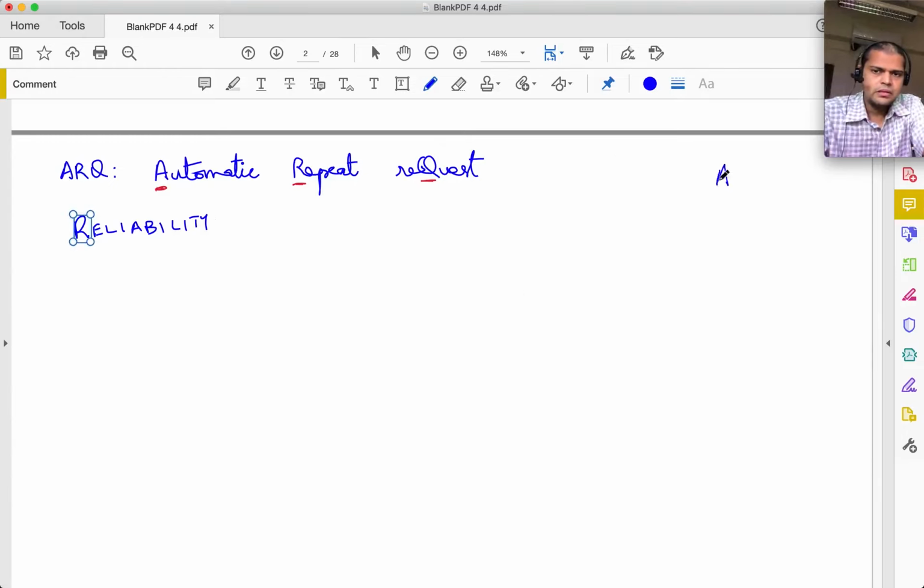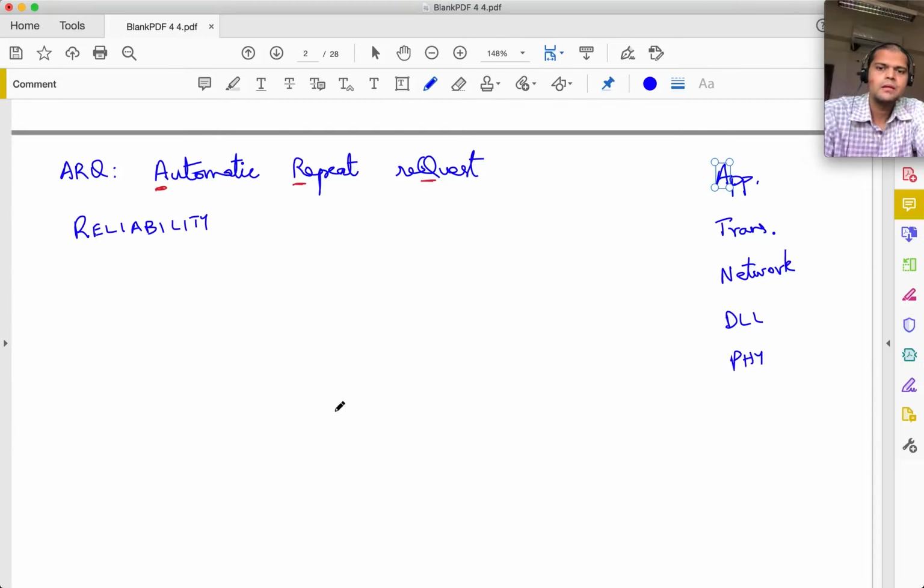So we said that we have 5 layers. This is the convention we are following in this class, and of course people might add more layers or remove some layers depending on which textbook you look at. So we said that one of the transport protocols, which is called TCP, handles reliability, but the DLL also handles reliability.